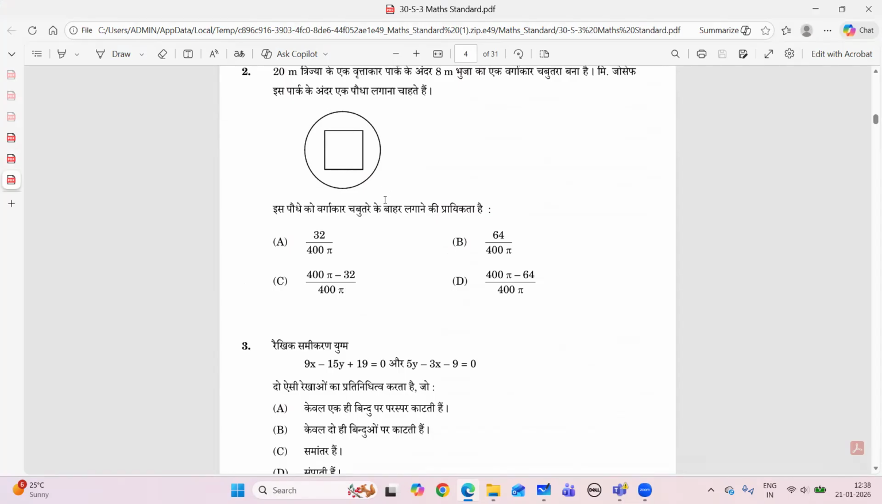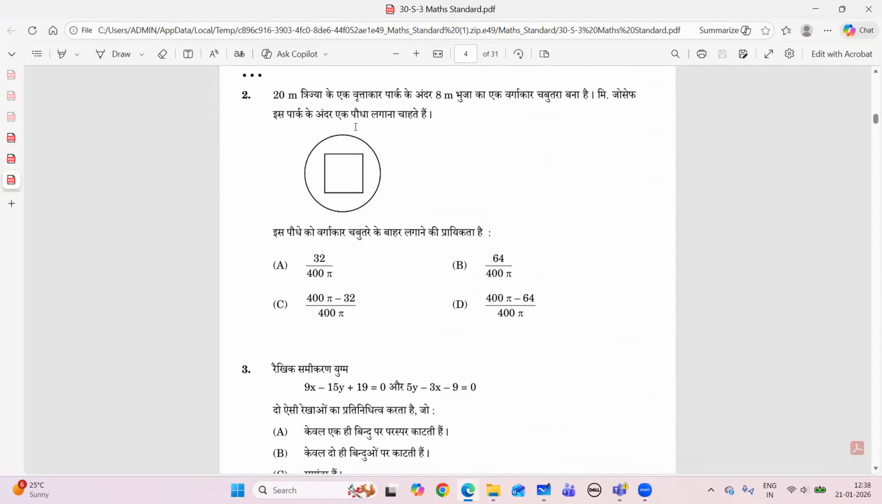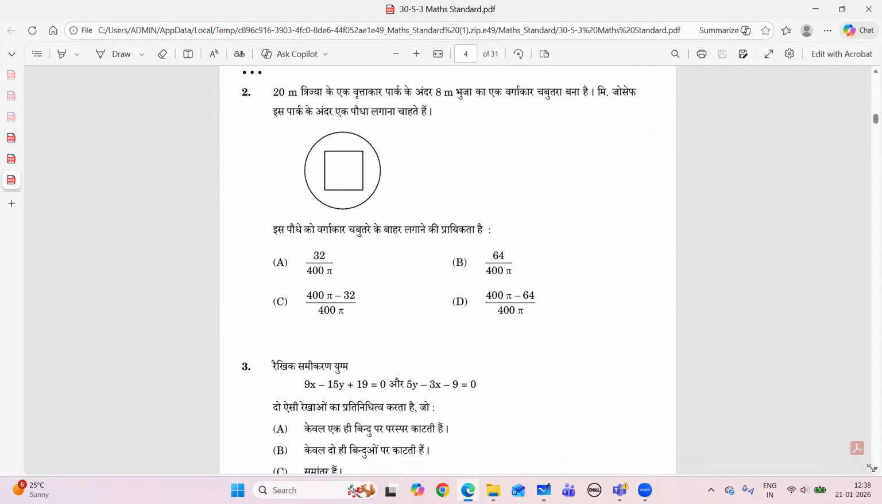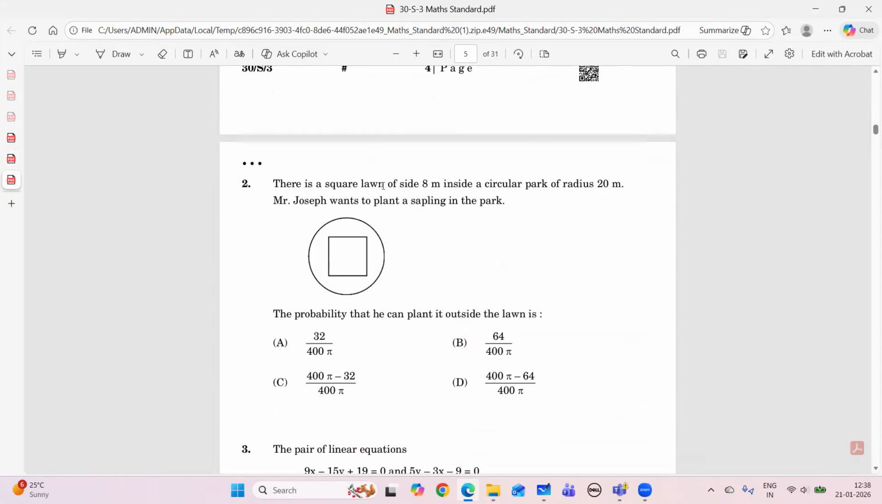We have done it wrongly. Actually, he is growing the plant outside the lawn, right? He wants to plant a sapling in the park. The probability that he can plant it outside the lawn. Yeah, we have to find the area outside the square. Means this portion. I did it wrongly.